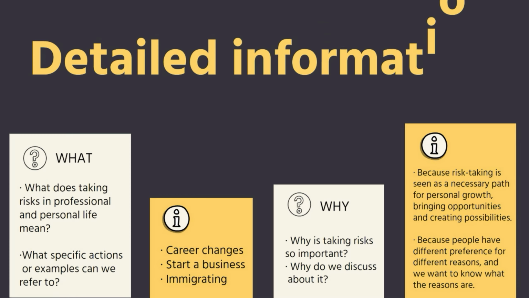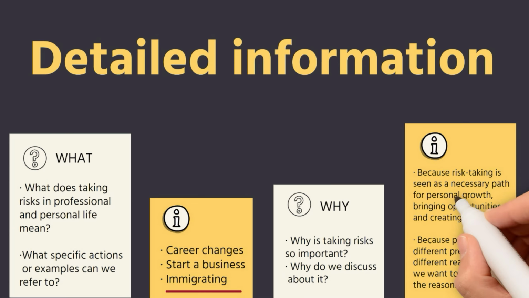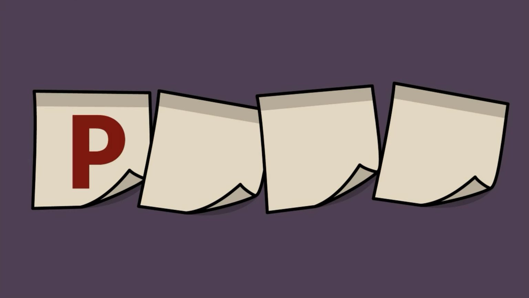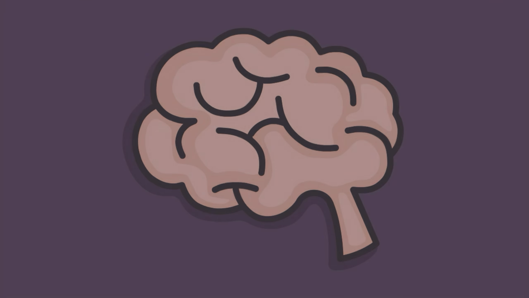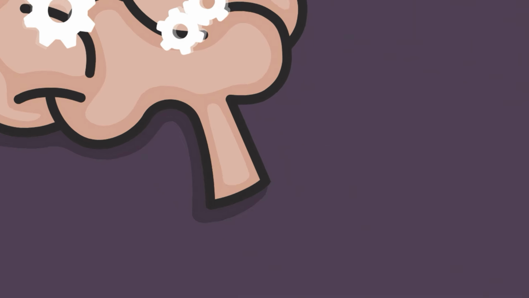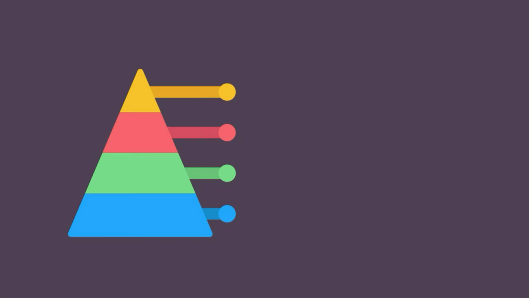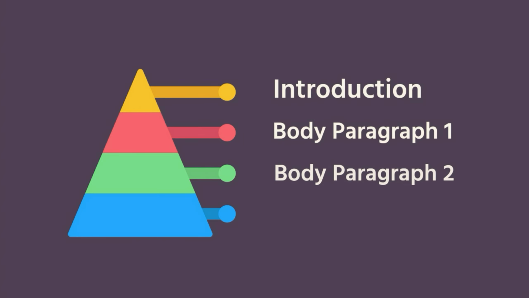Now the topic has been broken into specific examples and detailed information. Let's underline the keywords: examples, paths for growth, different reasons, different choices. Then we can try to generate ideas according to this information in the planning step. It's time to plan. Planning is where the real thinking happens as we're organizing ideas logically and responding to the prompt. I use the 4-paragraph structure: introduction, body paragraph 1, body paragraph 2, and conclusion.